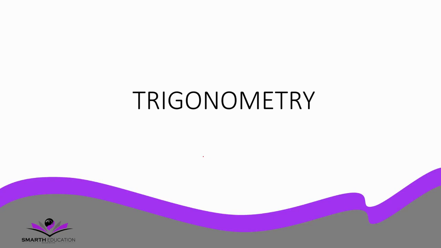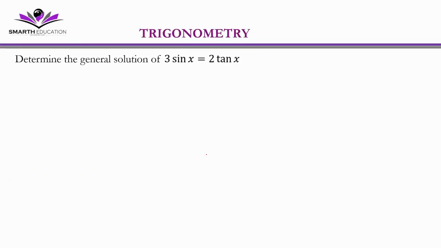Right, welcome back. Let's do question 1.4. Before we continue with our general solutions, I want us to remember this. For general solutions in quadrant 1, remember that our angle theta is equal to the reference angle plus k times 360 degrees, where k is an integer.